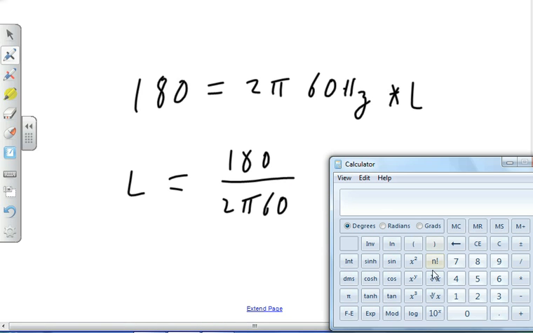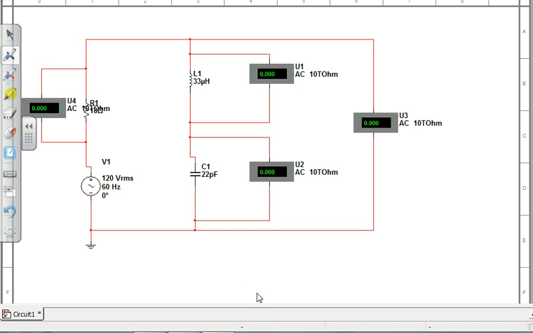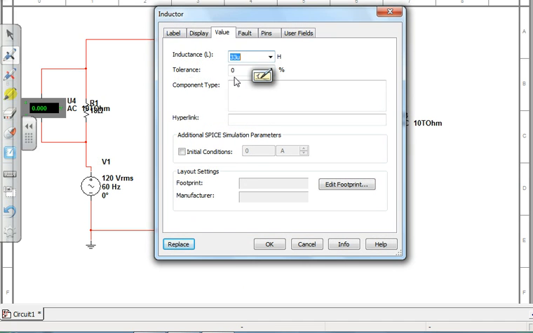So we take out our calculator. 180 divided by 2. Do I get a pi? I don't get a pi. Divided by 3.1415, divided by 60 equals. So I need a 0.477 Henry inductor. 0.477 Henry.